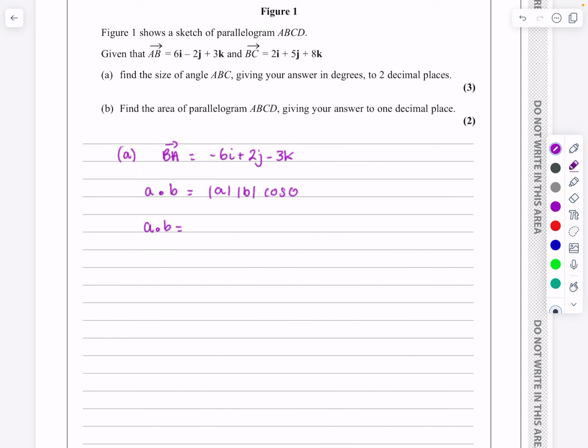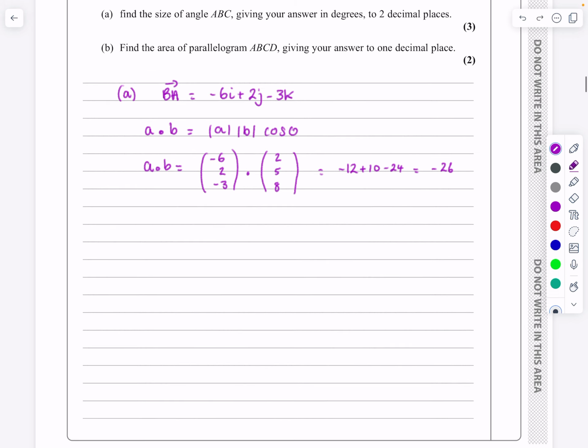is equal to, I'm just going to put this as a column because I think it's easier to write it out and do the calculation here. Whichever you prefer to use, you can do. You can mix and match them. So that's going to give me minus 12 plus 10 minus 24. So I'm going to end up there with minus 26. If you hadn't done my bit here, you'd end up with 26 there, and then the inverse cos you'd get would be an acute angle, whereas I'm going to get an obtuse one.